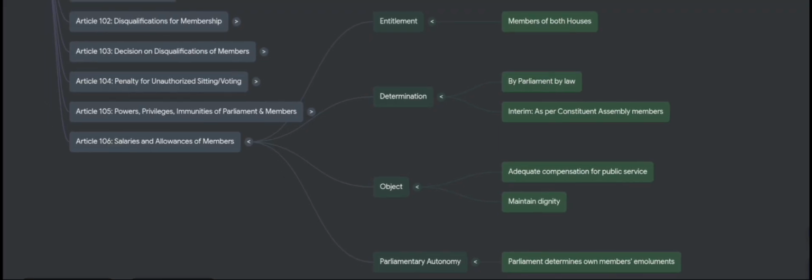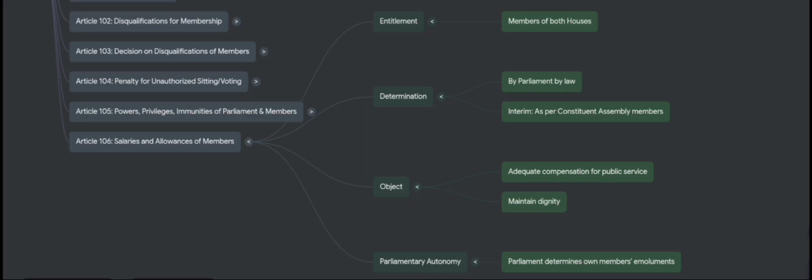Now, Parliament deciding its own pay often sparks considerable public debate, doesn't it? It's frequently a point of contention and sometimes criticism in many democracies. It absolutely does, and it's a perfectly valid point of public discussion in any democracy. There's an inherent potential conflict of interest when any group sets its own compensation.